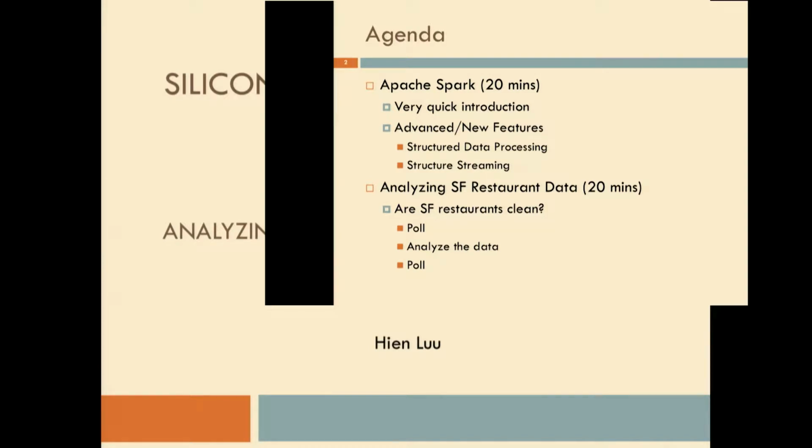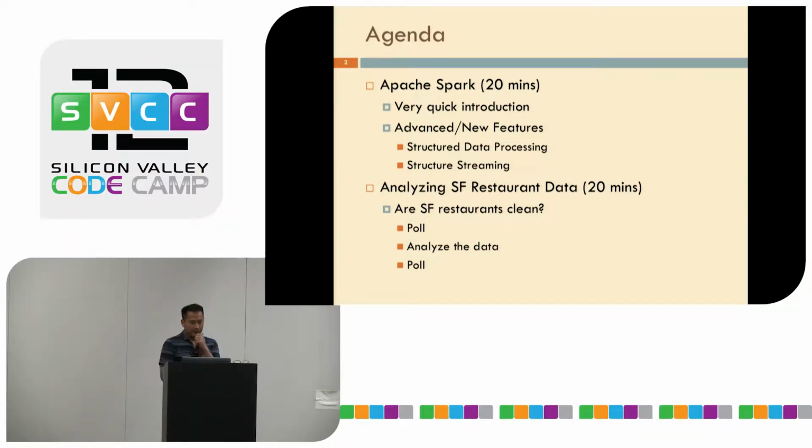This session is divided into two parts. In the first part, we're going to give you a quick high-level introduction to Spark in about 20, 25 minutes. Then in the second part, we'll use Spark to analyze the San Francisco inspection data so you can see how Spark works in action. It will be online later.